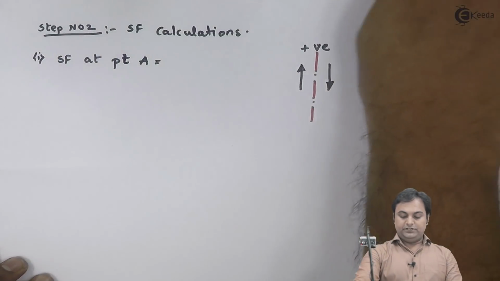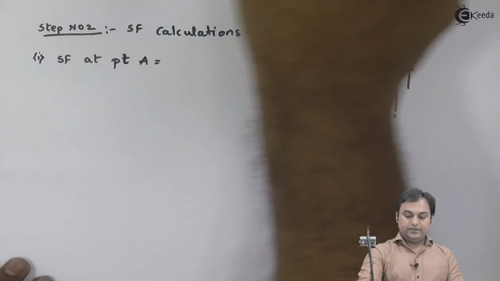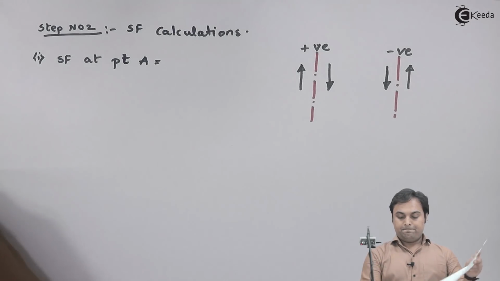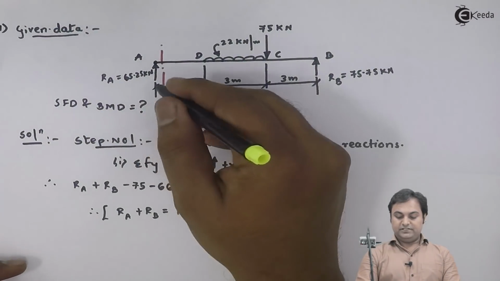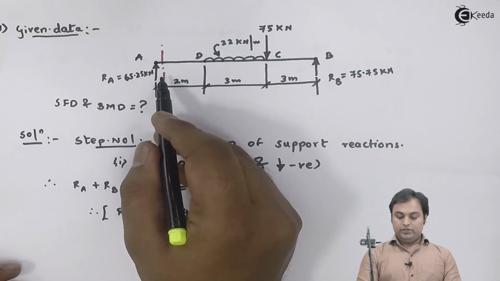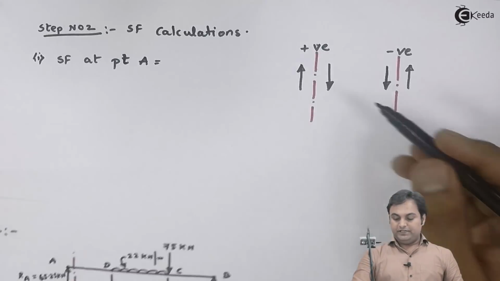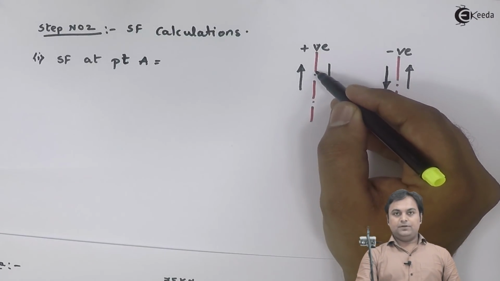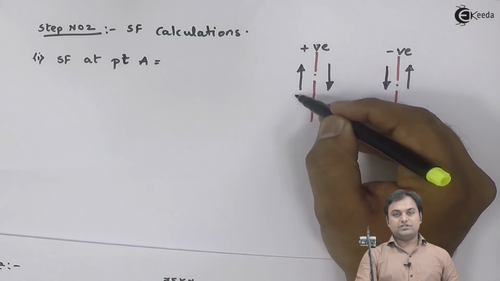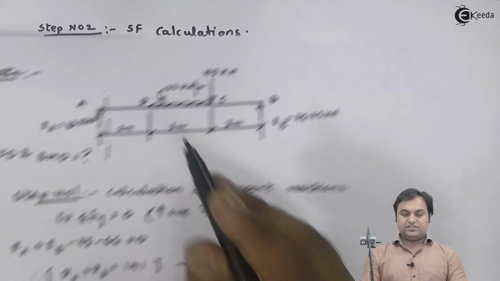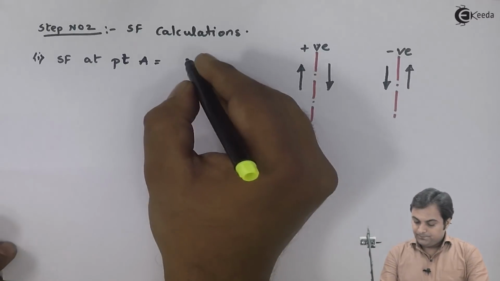So SF at point A, if I look here in the diagram, that reaction at A is in upward direction to the left of the section, so it has to be taken positive. Section, and to the left of section force is upward, so here I have plus 65.25 kilonewton.